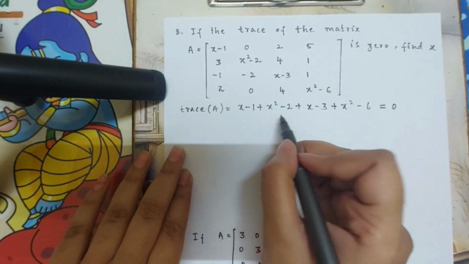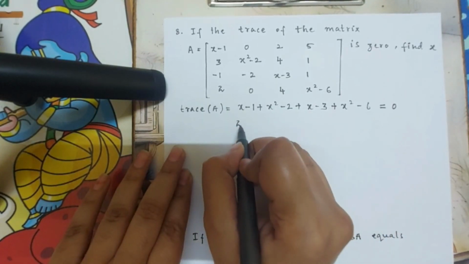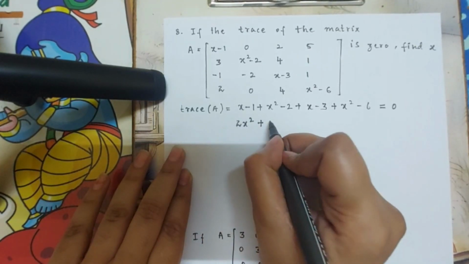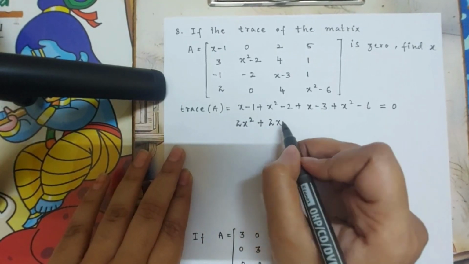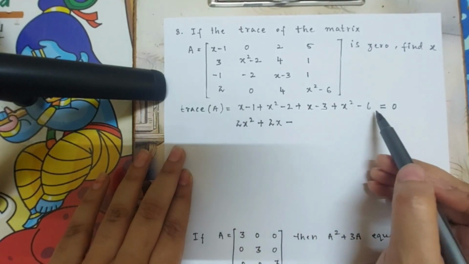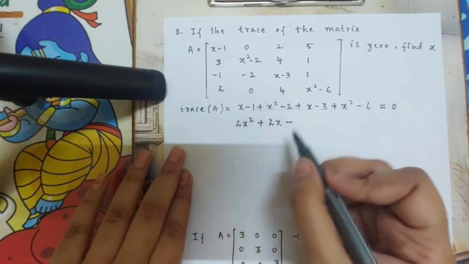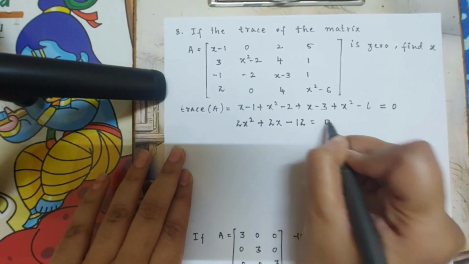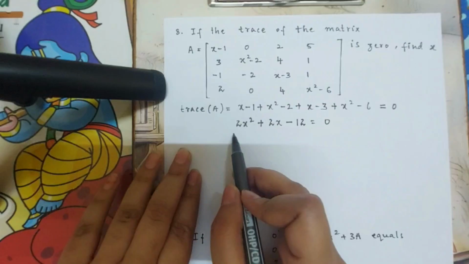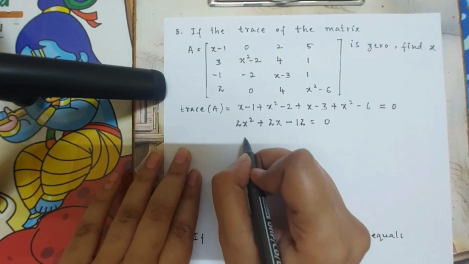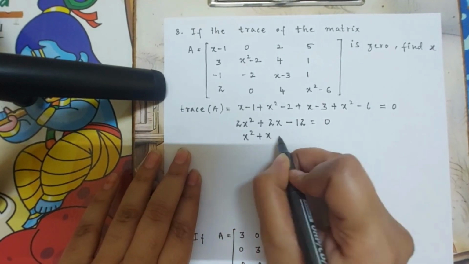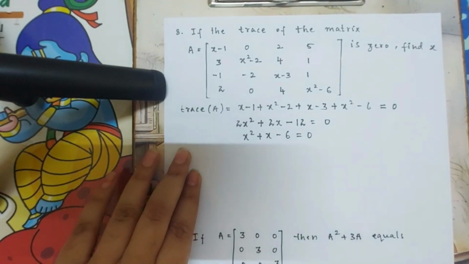First let me write it in terms of x square. So this will be equal to 2x square plus 2x and minus 12 will be equal to 0. Now this is the equation that we have got. I'll be able to divide each and every term by 2. So if I divide each and every term by 2, I'll be getting x square plus x minus 6 will be equal to 0.